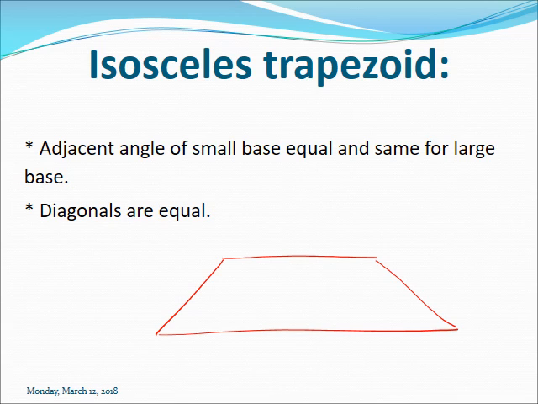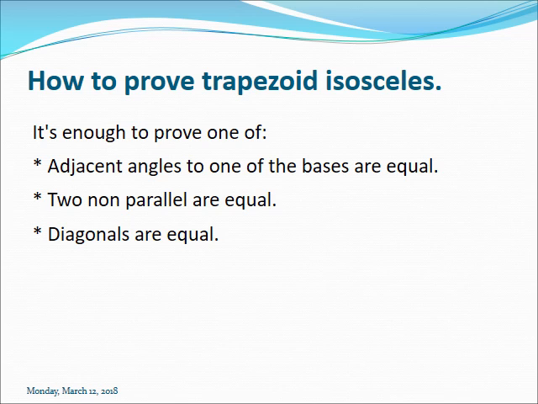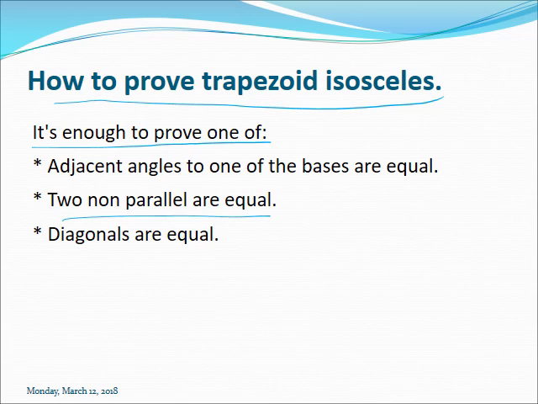Adjacent angles of the small base are equal, and the same for the large base. Diagonals are equal. How to prove an isosceles trapezoid? It's enough to prove one of: adjacent angles to one of the bases are equal, the two non-parallel sides are equal, or the diagonals are equal.